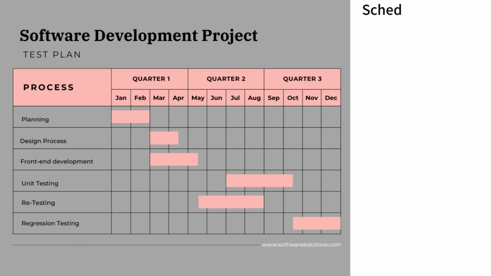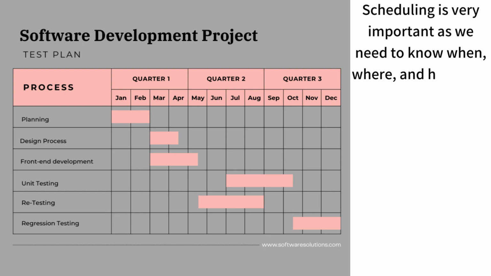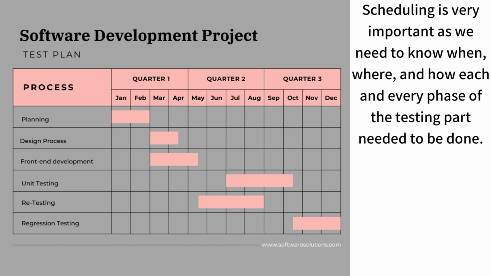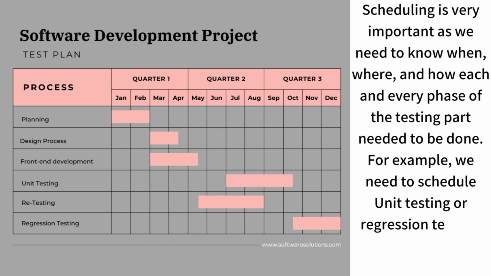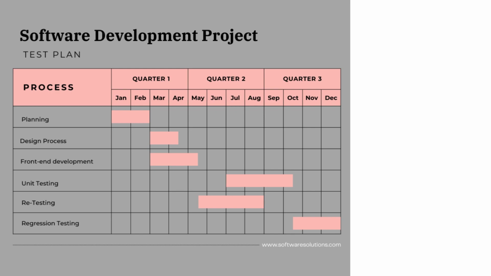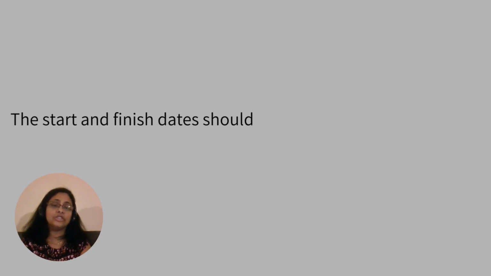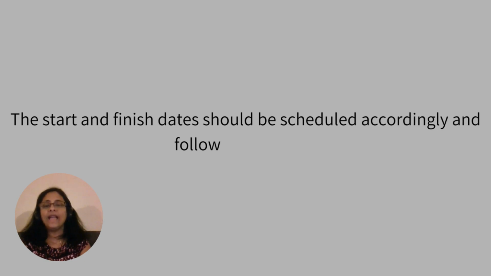Schedule. Scheduling is very important as we need to know when, where, and how each and every phase of the testing part needed to be done. For example, we need to schedule unit testing or regression testing and when these are going to happen. The start and finish dates should be scheduled accordingly and follow a sequence.